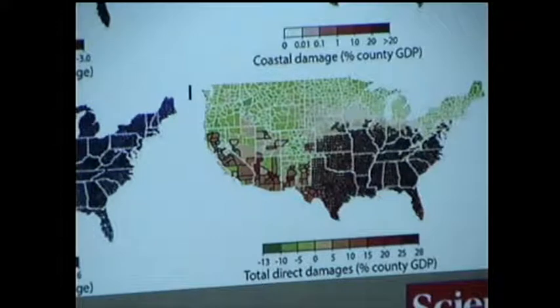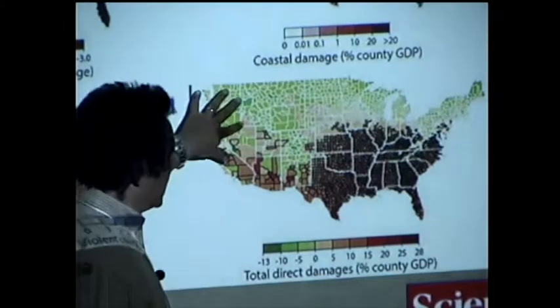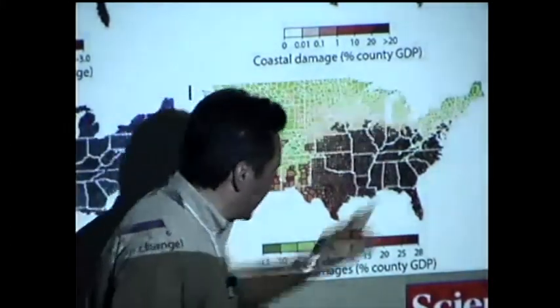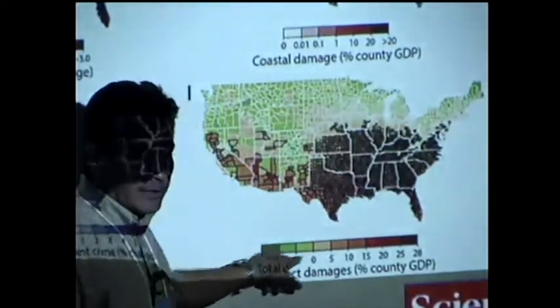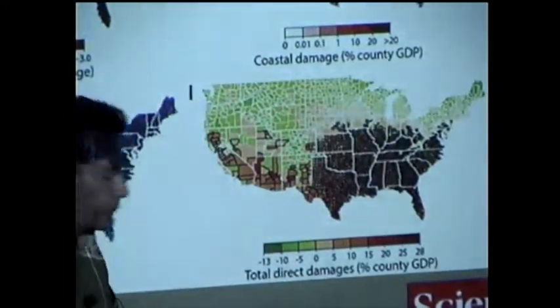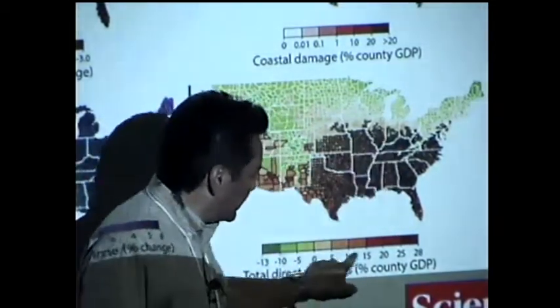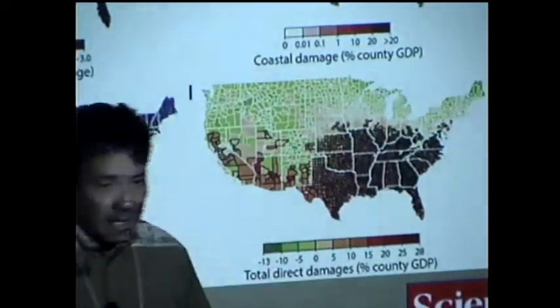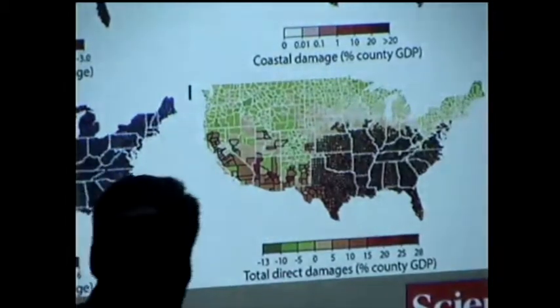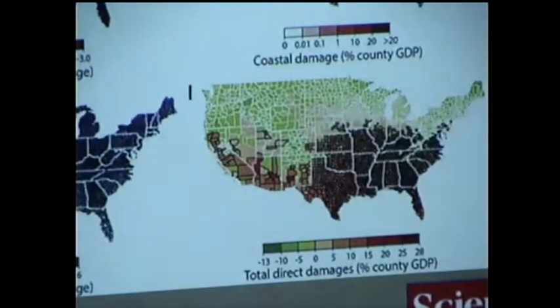So not everybody suffers from climate change. A good portion of the population actually increases their well-being because of climate change. But another good portion is in dark colors, meaning a lot of people suffer. And it's important to see the distribution. Most of the people suffering are in the southeast, okay? So the southeast, for several reasons.